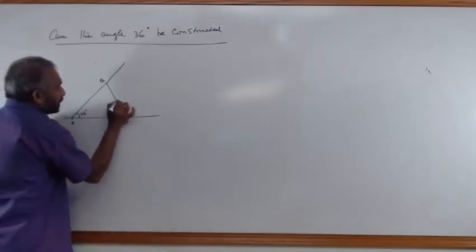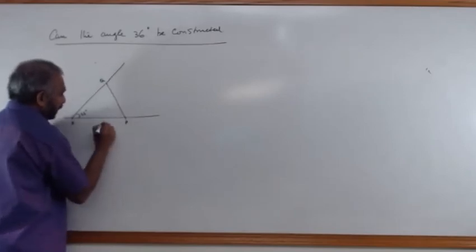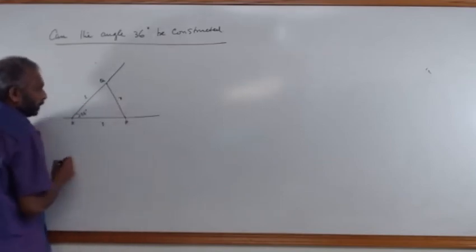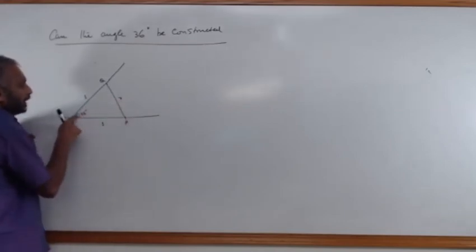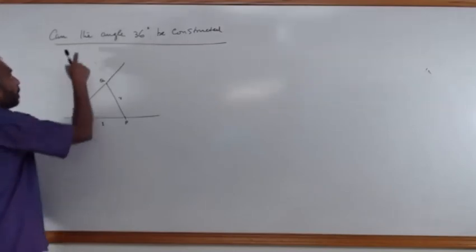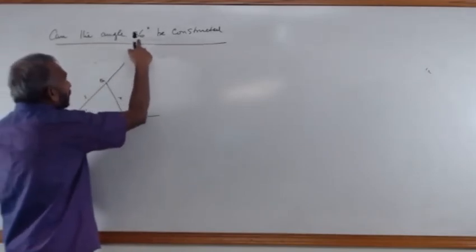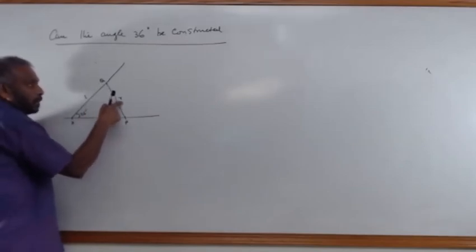If you know the length of this side, this is actually 1, this is 1, and let us take this as r. If you know this r is constructible, then we know that 36 degrees can be constructed. So the problem of whether the angle of 36 degrees can be constructed is translated into the problem whether this r can be constructed or not.